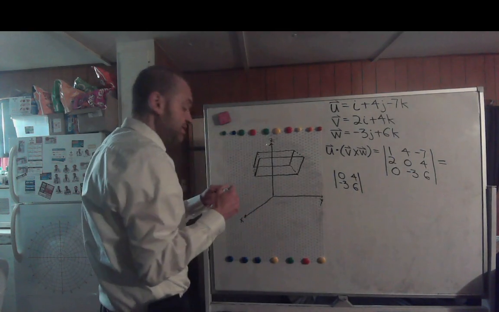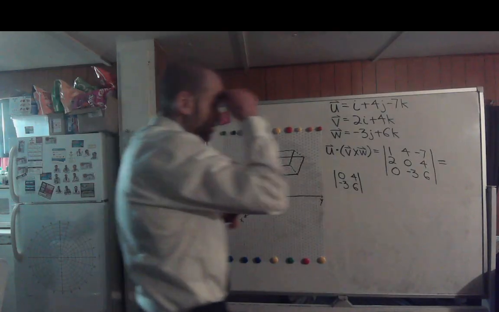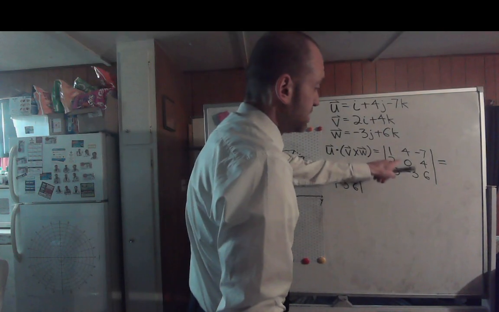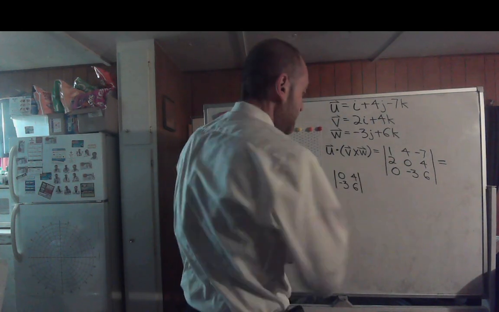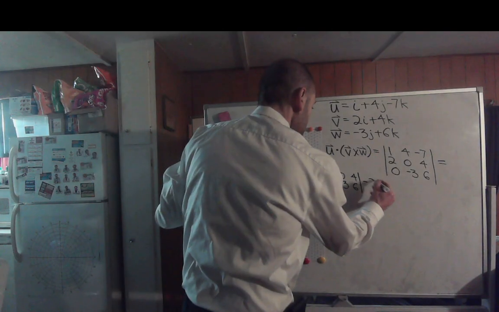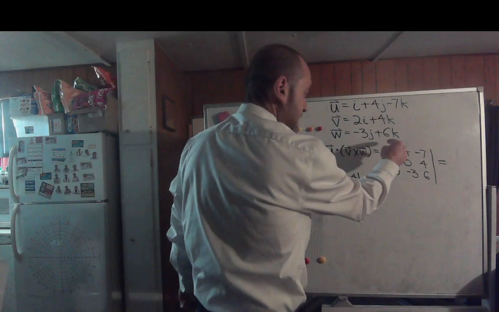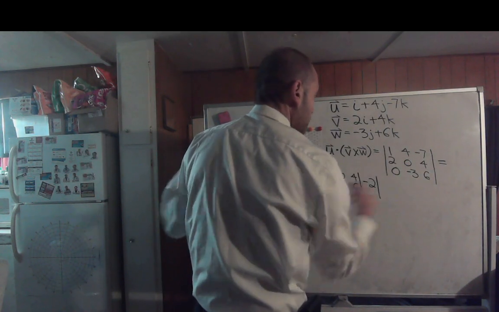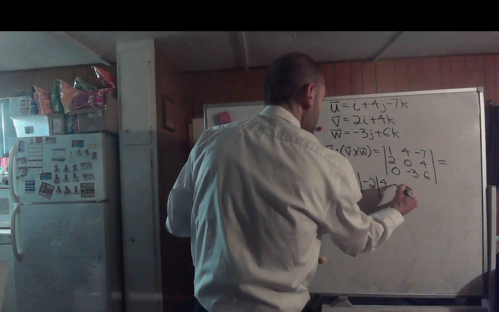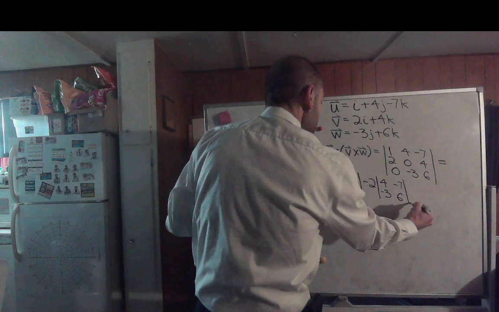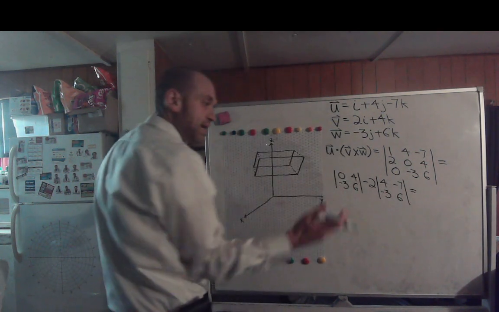That was plus. Now you're going to have minus 2 because you go plus, minus, plus. So this will be minus 2 times the resulting 2 by 2 determinant when you strike out the first column and the second row. That would be 4, negative 7, negative 3, 6. So let's go ahead and start taking determinants.